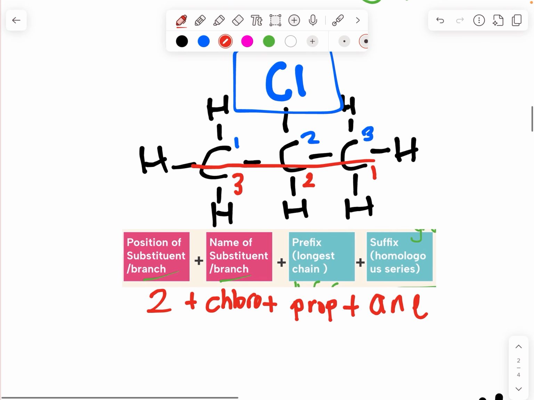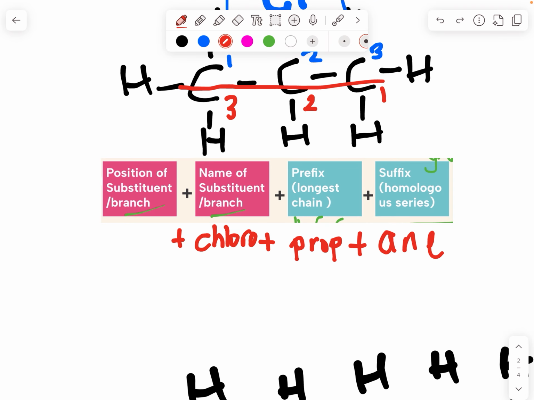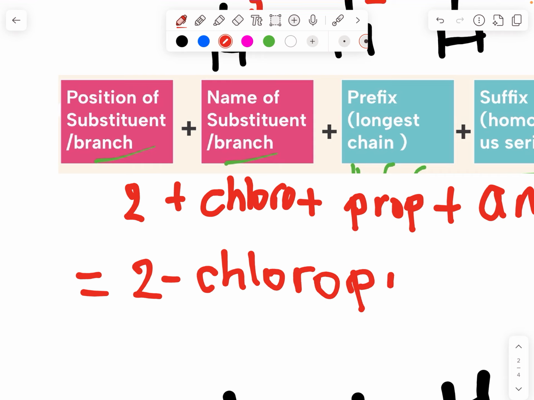Now, how we write this is that whenever you're writing the numbers, you have to put a dash between the numbers and the words. So the correct name for this compound is going to be 2-chloropropane.